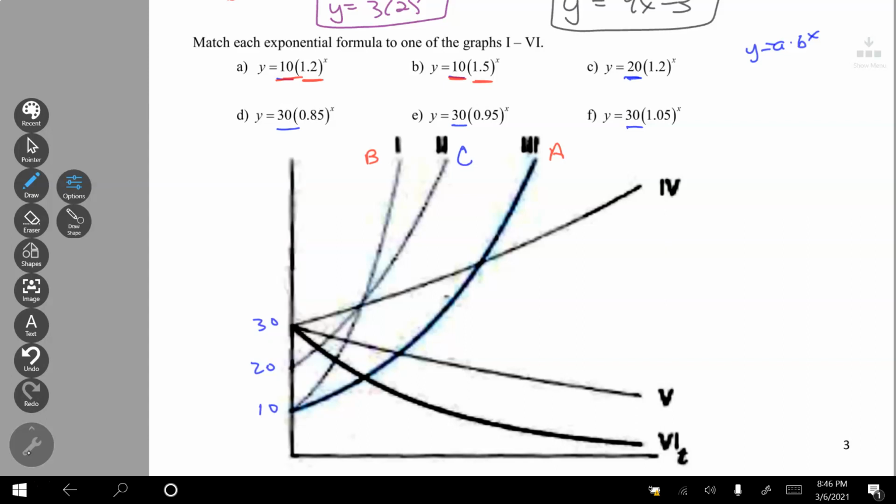At 30, I have these last 3 that all have 30. Well, out of these 3 graphs that are left, one's growth, 2 are decay. F is the only one that is growing. So now I have these 2 decay ones. I have 30 times 0.85 to the x and 30 times 0.95 to the x. 0.95 is closer to 1 than 0.85. So graph 5 has to be E, because the closer you are to 1, the flatter the graph it is. And then finally, this has to be graph D.